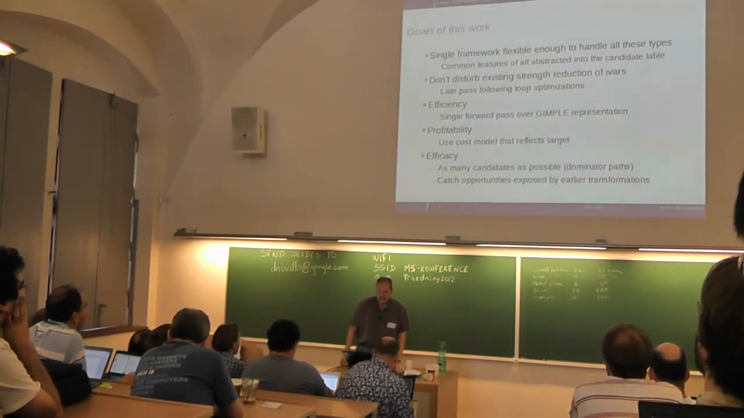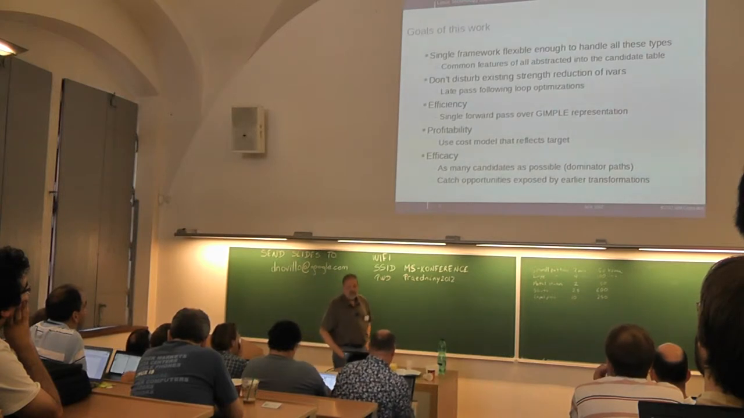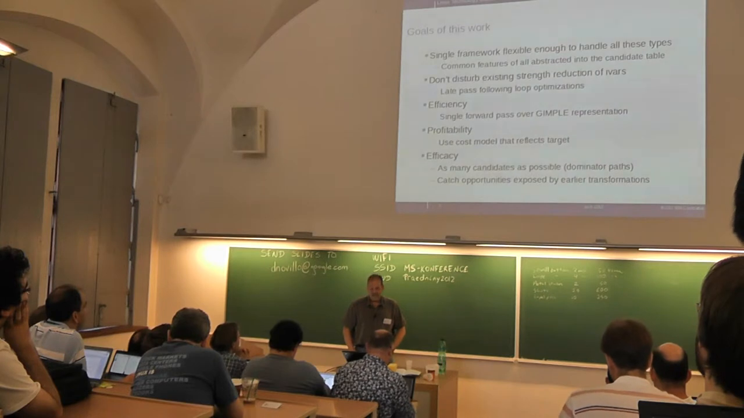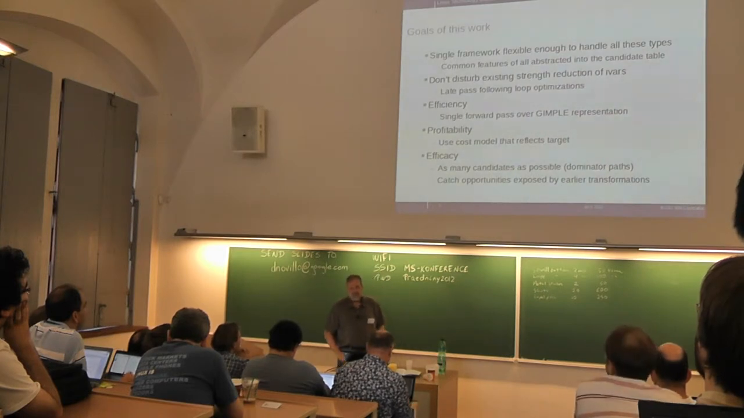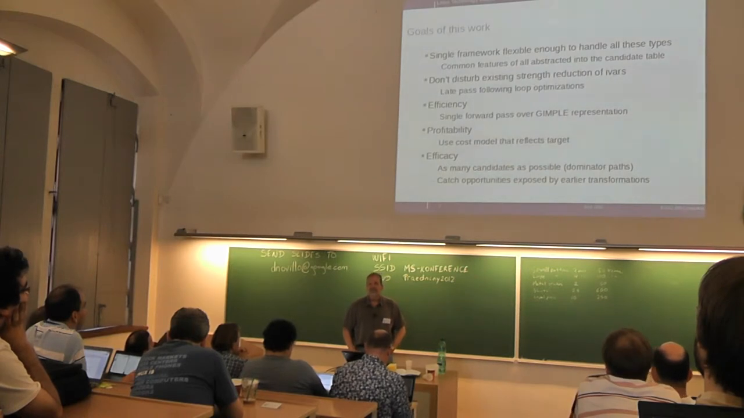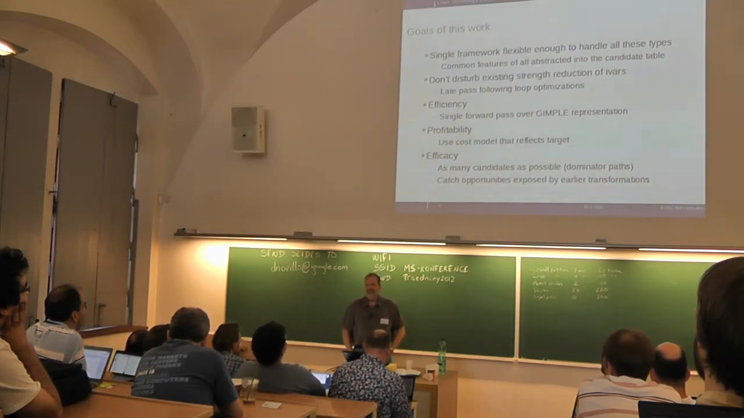So the goals of this work were to come together with a single framework that's going to handle all these kinds of cases. So it needs to be flexible. We need to recognize what the common features are of all these different kinds of things, and we'll abstract those into a basic data structure, which is the candidate table. Very important that we improve things and not make them worse. So I didn't want to get in the way of the existing strength reduction or loop reduction curves.